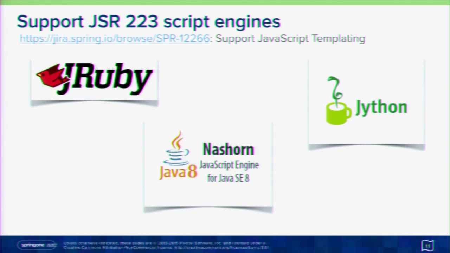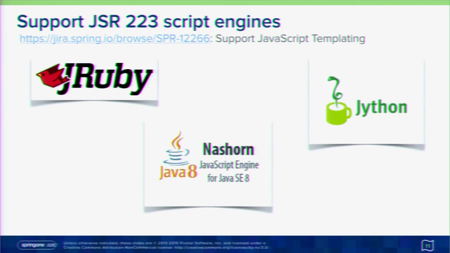This issue was about how Spring Framework could help with working together JavaScript libraries. The outcome of this discussion was to add support for JavaScript templating in Spring, but in fact, what we implemented has a broader scope: it supports any template engine that runs on top of a JSR 223 compatible script engine like JRuby, Jython, or Nashorn.